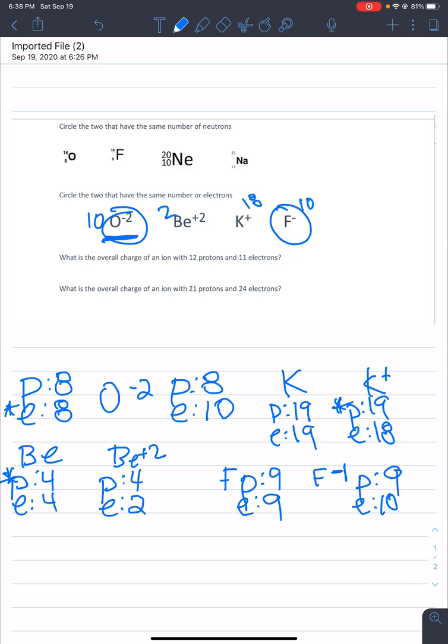These next couple questions, I'll do one for you. It says what the overall charge is of the ion. It has 12 protons, 11 electrons. So we have 12 positives and 11 negatives. So we have to think which one of them is bigger. The 12 is, right? So we're going to have more positives. It's only bigger by 1, so this is a +1 charge. If you do the next one, you'll notice that the electrons are bigger, and it's 24 minus 21, so it's 3. So this one would be a -3 charge. Remember, bigger number of electrons, and it's by 3. So that's how you do the first ones.